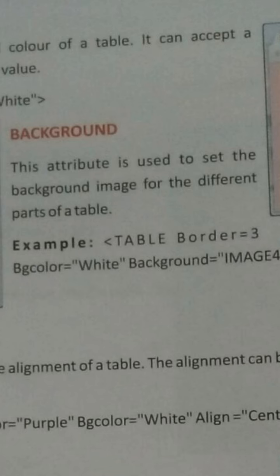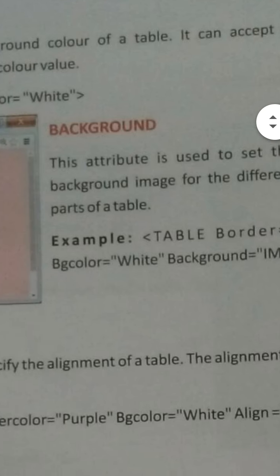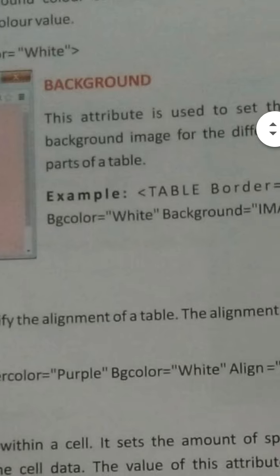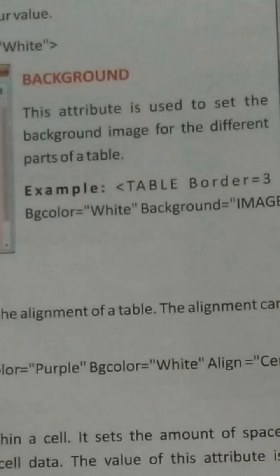Now coming to the next attribute of the table tag, that is the bg color attribute. Dear students, as we can define the background color of the web page with the bg color attribute of the body tag, in the same way the bg color attribute can also be used in the table tag. If you use the bg color attribute in the table tag, the background color of the table will be changed.